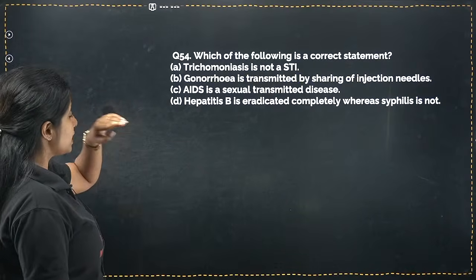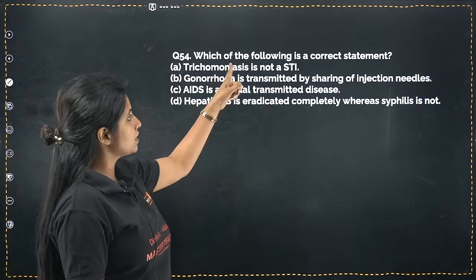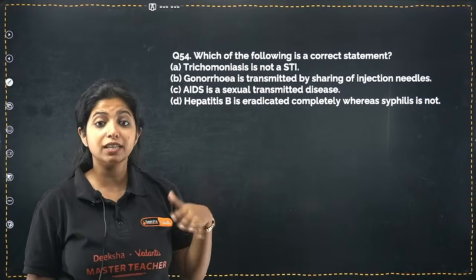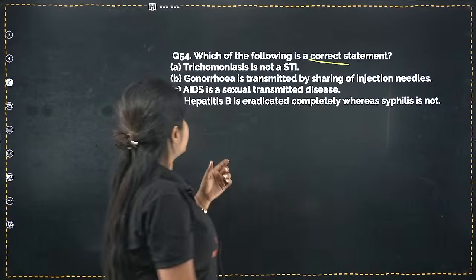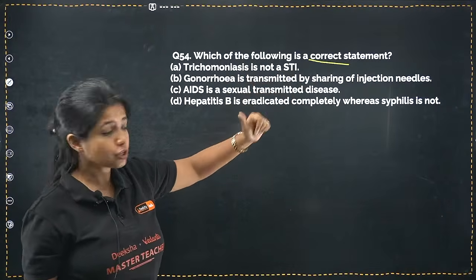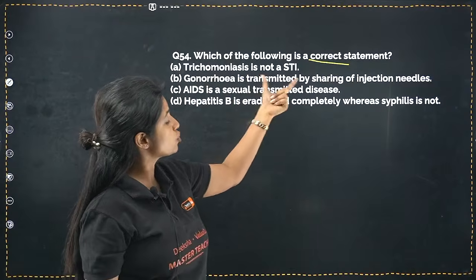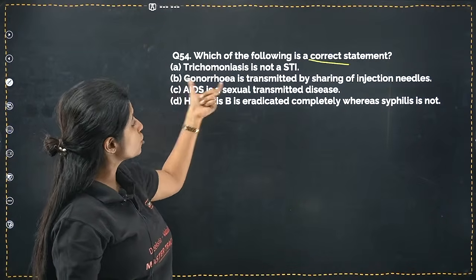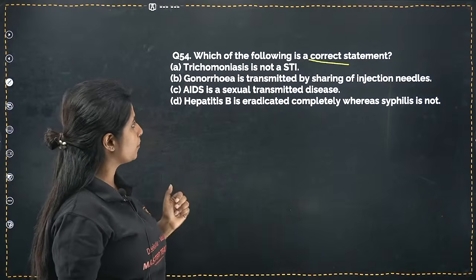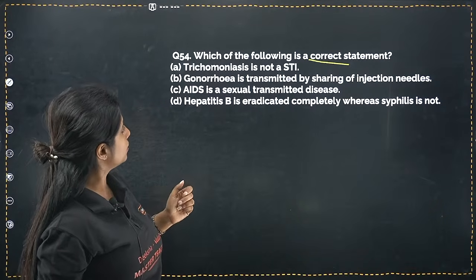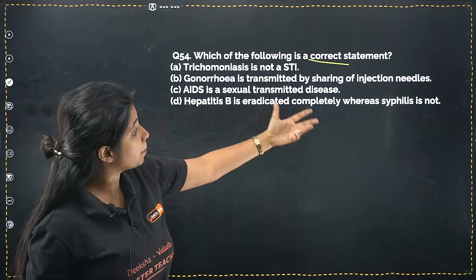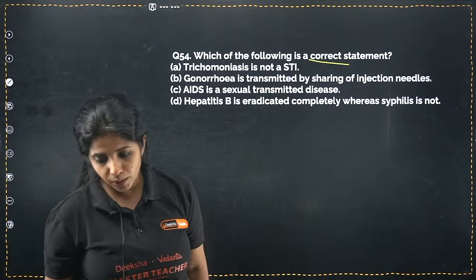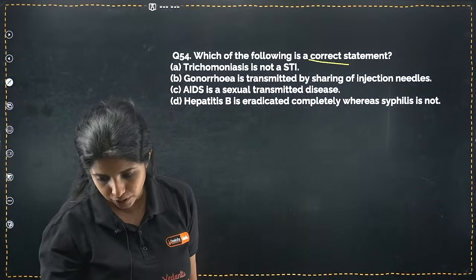Now, which of the following is the correct statement? Trichomoniasis is not an STI. Which is the correct statement is being asked, okay? STI means sexually transmitted infection. Gonorrhea is transmitted by sharing of injection needles, okay? AIDS is a sexual transmitted disease, okay? And hepatitis B is eradicated completely, whereas syphilis is not. What do you think is the answer for this particular question?